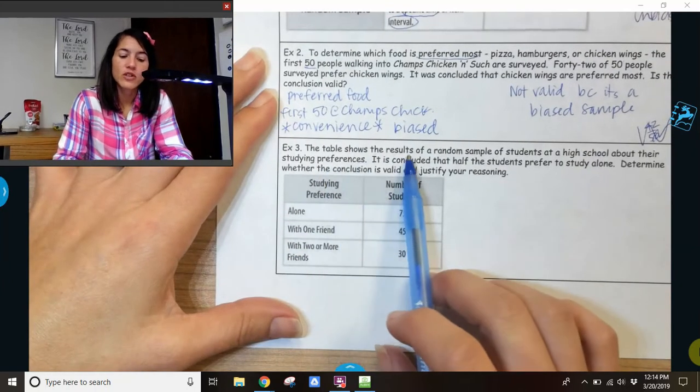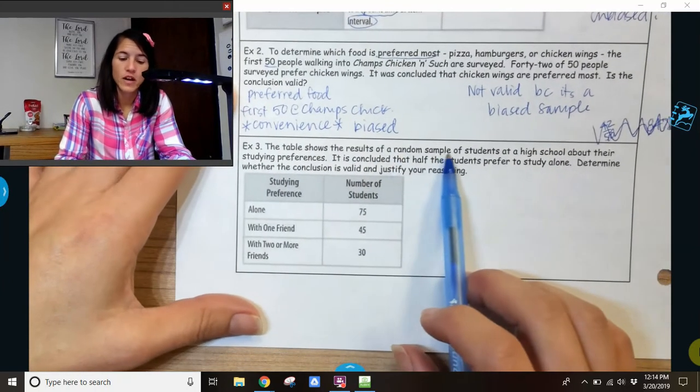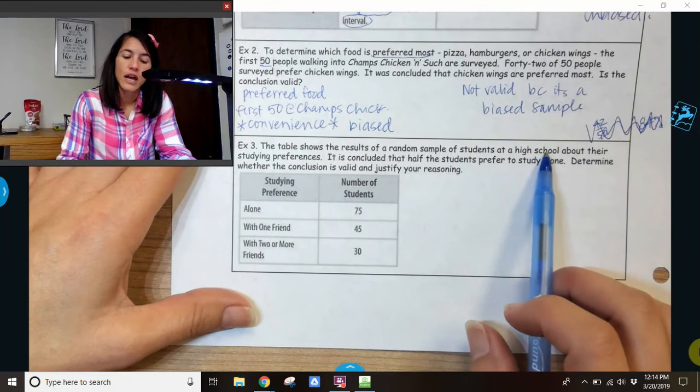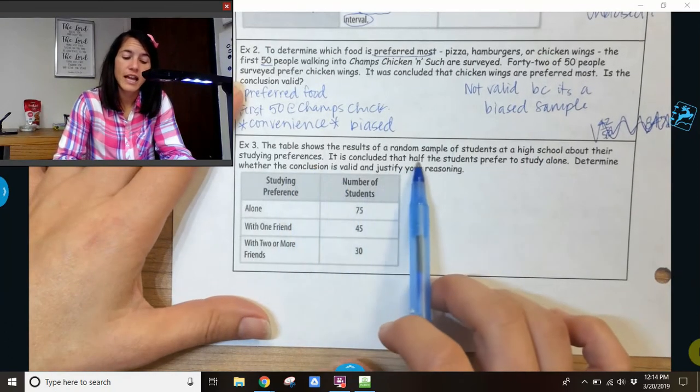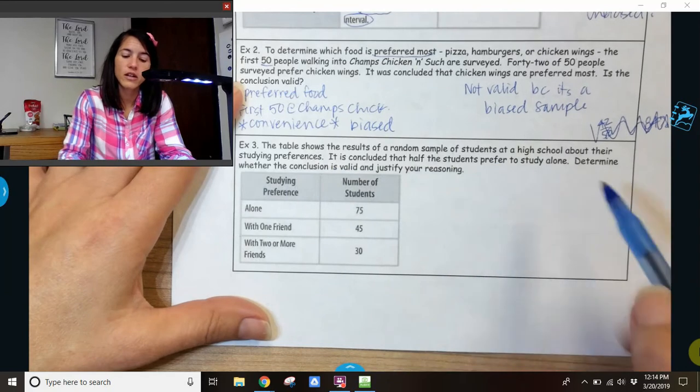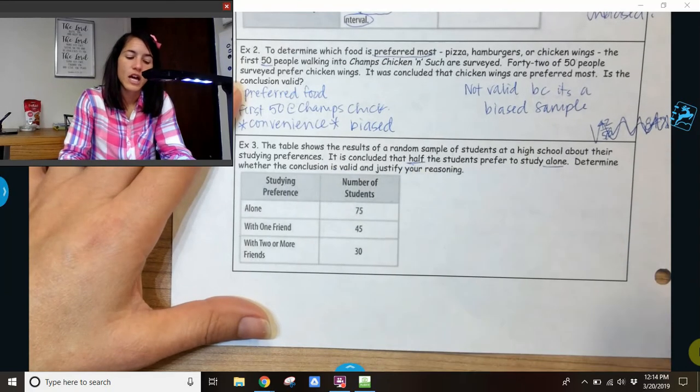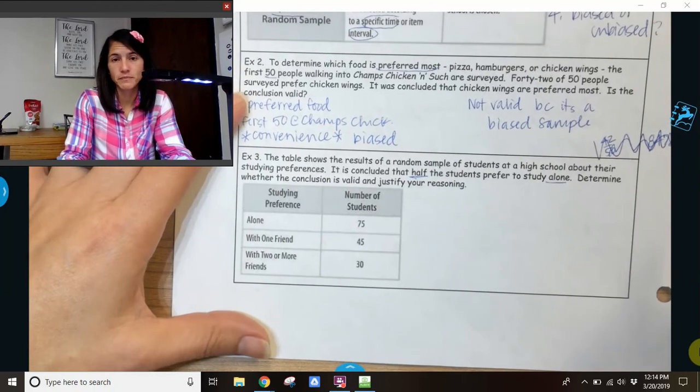The table shows the results of a random sample of students at a high school about their studying preferences. It is concluded that half the students prefer to study alone. Determine whether the conclusion is valid and justify your reasoning.